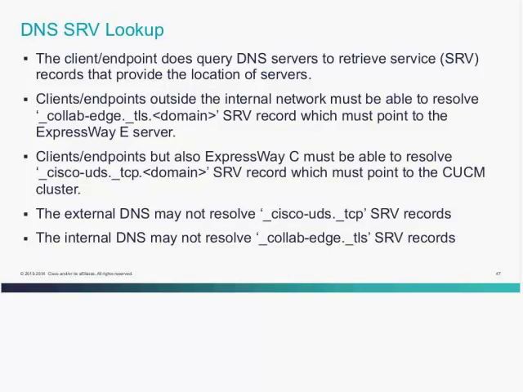All right. But having said that, the Expressway C and all the internal servers should be able to resolve _cisco-uds on their internal DNS server. So in other words, the external DNS should be configured to resolve _collab-edge, whereas the internal enterprise DNS should be able to resolve _cisco-uds.